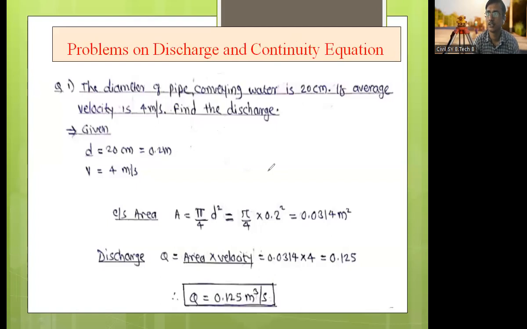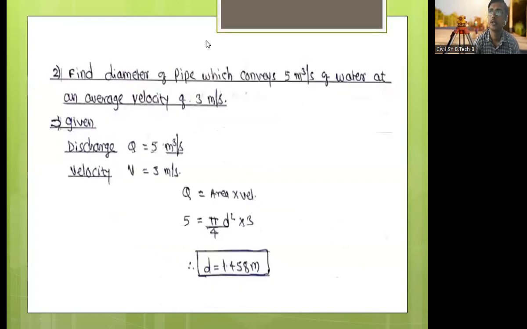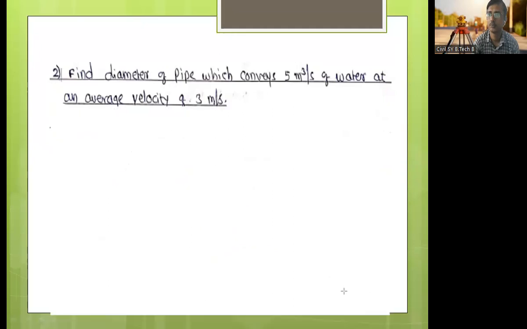Has everyone understood the concept? Then let us move ahead. Should I take the next slide? Write down the next problem here. Find the diameter of a pipe which conveys 5 meter cube per second of water at an average velocity of 3 meter per second. Given.